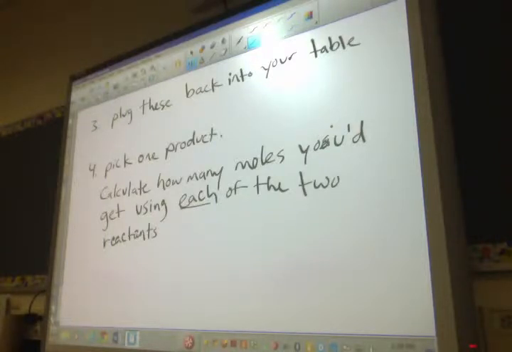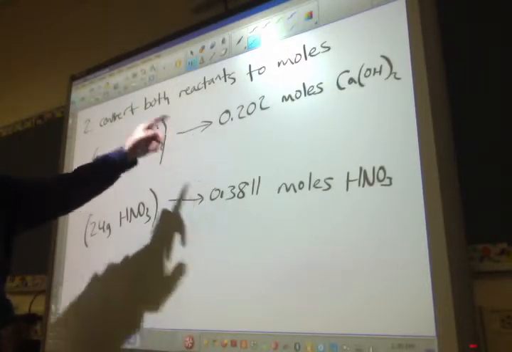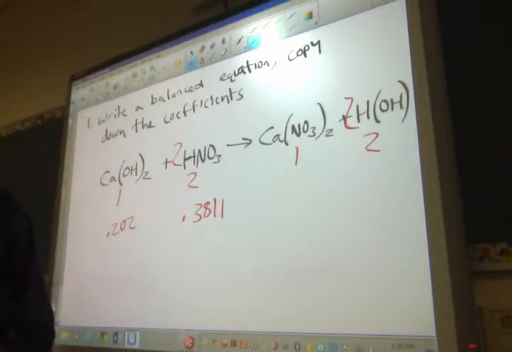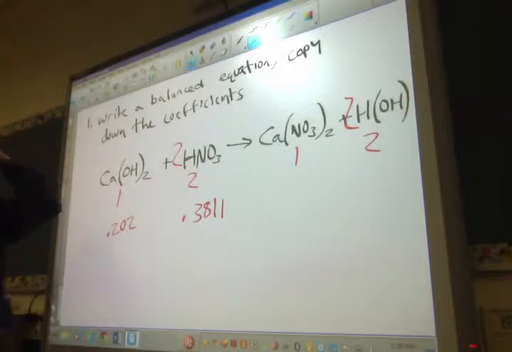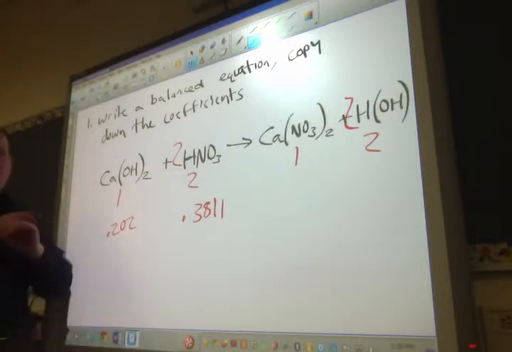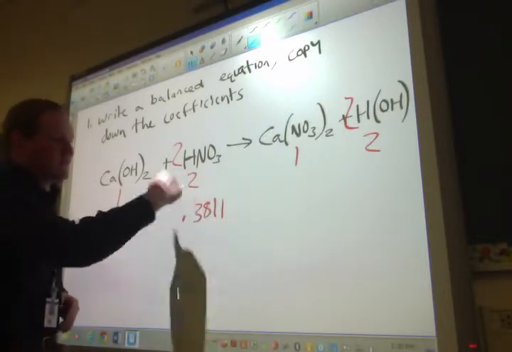Yep. I know it sounds like a dumb question. Calculate how many moles you get using each of the two reactants. We'll go through it. It should be a little more clear. What do you mean by plug it back into your table? I just mean take these numbers that you get and put them down here. Remember that? All right. So here's what I mean by this. I need to find out how many moles of calcium nitrate this would get me, and then I need to find out how many moles this would get me.